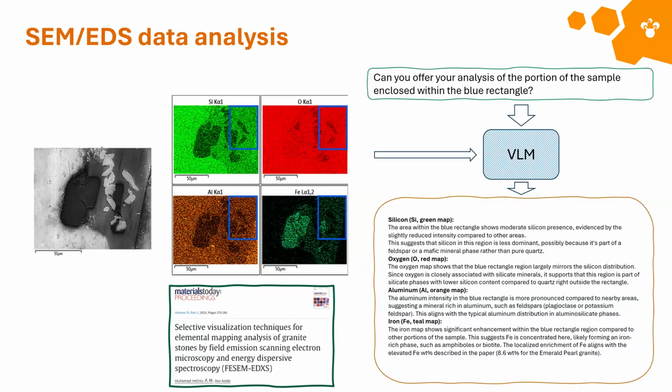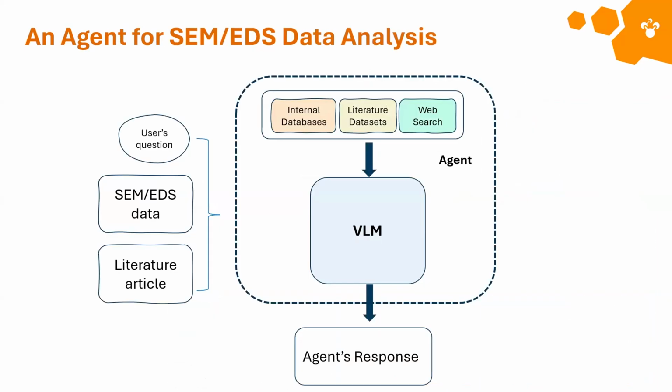And another thing about these vision language models is that you can also input the associated papers to the model, right? So that the model is not alone. It can make use of what is in the literature articles to learn about the context of these images and answer your questions. Right, so the next step is to integrate these vision language models into an agent.